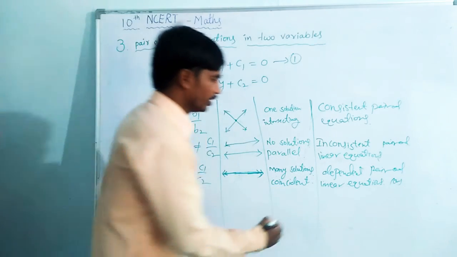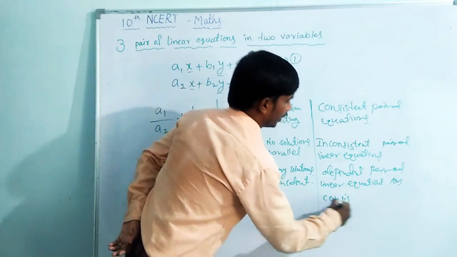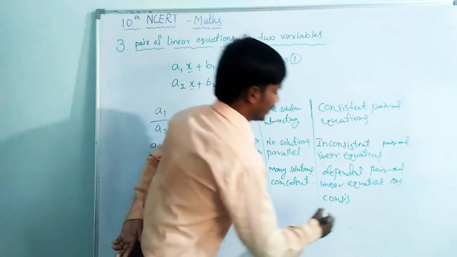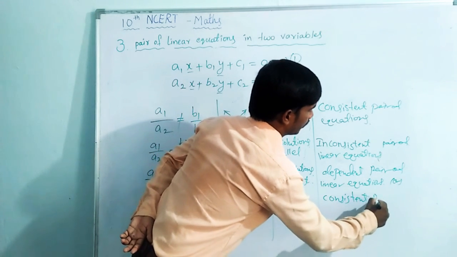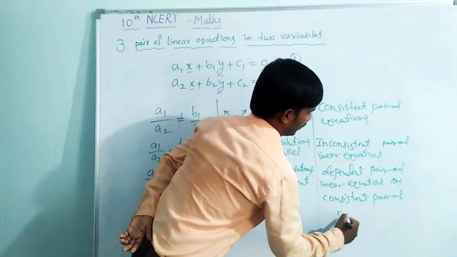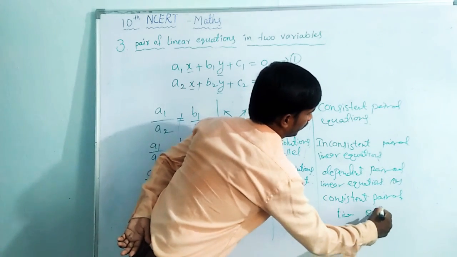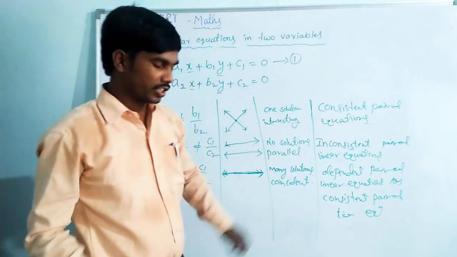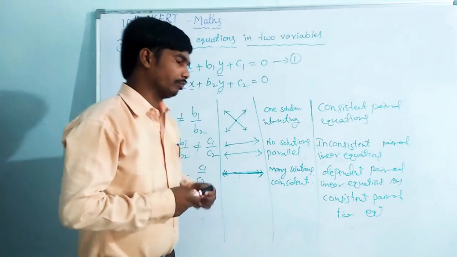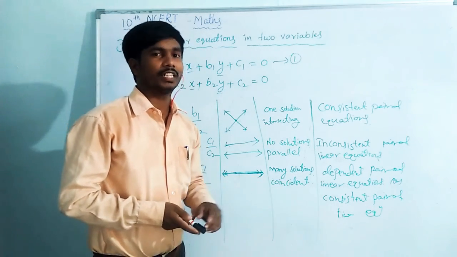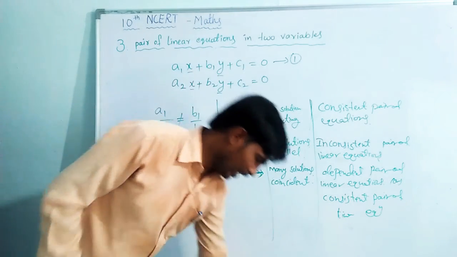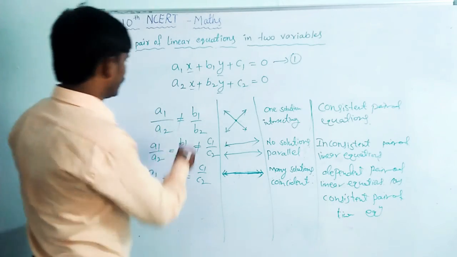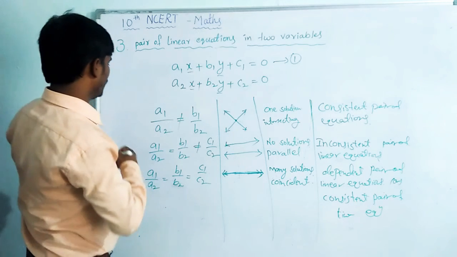Then many solutions is also a consistent pair of linear equations. If they have many solutions, they have a specific name, dependent pair of linear equations, and the general name, consistent pair of linear equations. If they have one specific solution, we call it consistent. If they have many solutions also, we call it consistent only. And many solutions means a dependent pair of linear equations. And now examples for each case.